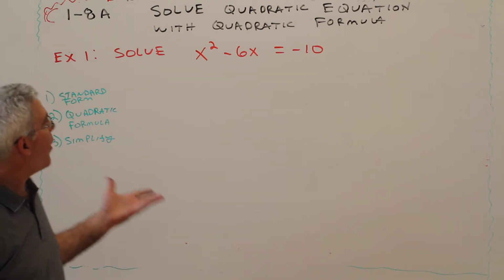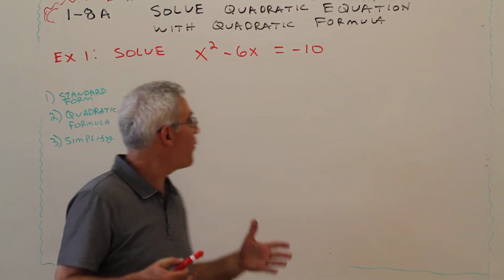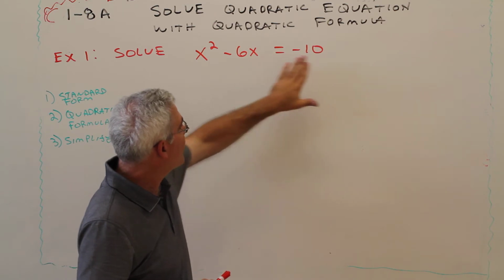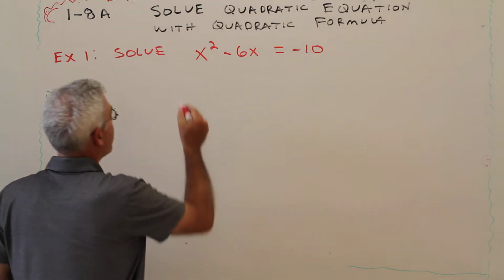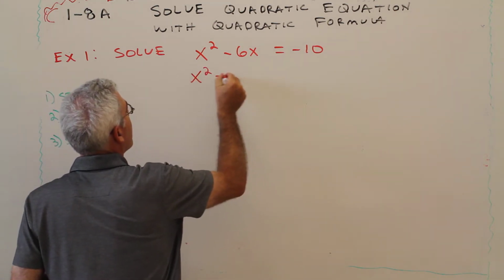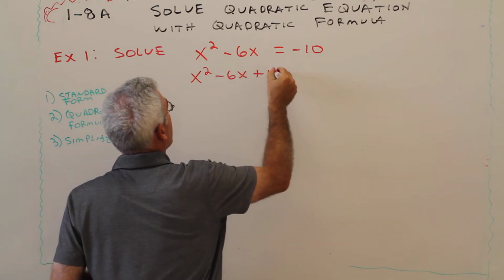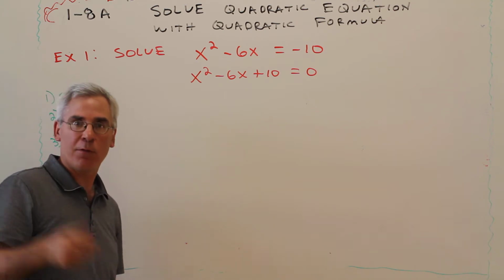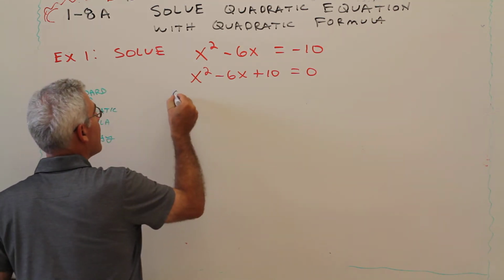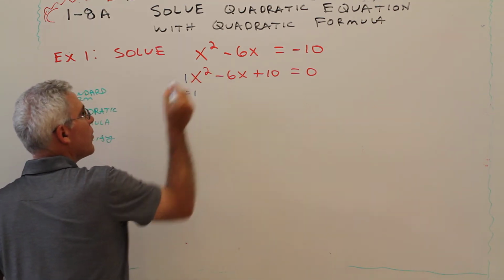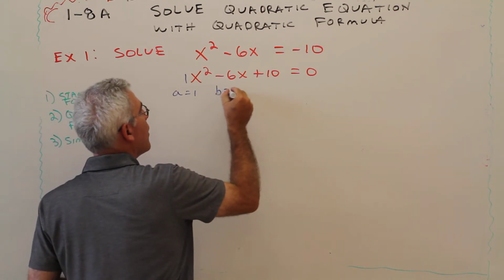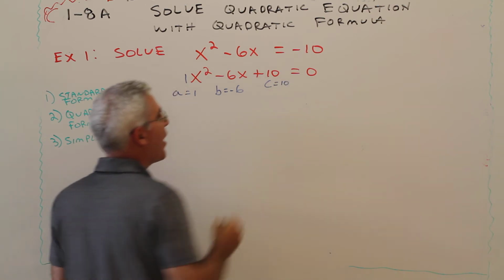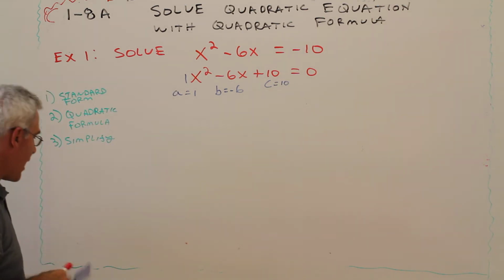Okay, the quadratic formula works when you're in standard form, so step one is to put this in standard form. I'll add 10 to each side and get my 0 over there. Once I do that, I can identify the values of a, b, and c. So my a value is 1. My b value is negative 6. And my c value is 10.